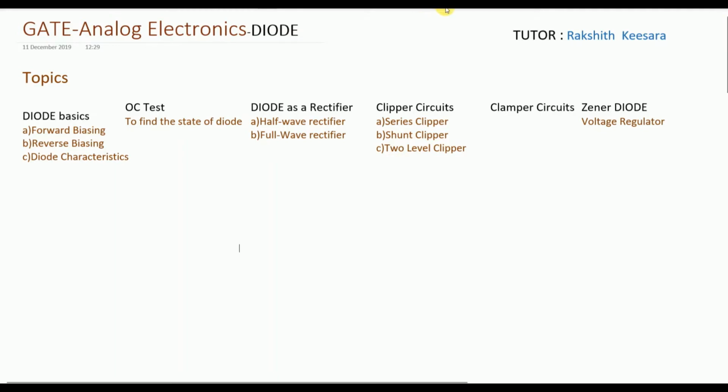Hello friends, welcome back. Up to now we have covered everything up to clamper circuits. In the diode circuits there is only one topic remaining, that is Zener diode. First I will explain the difference between Zener diode and normal diode. After that I will explain how we use Zener diode as a voltage regulator circuit. So let's proceed.